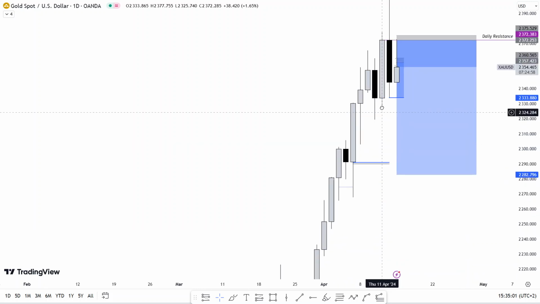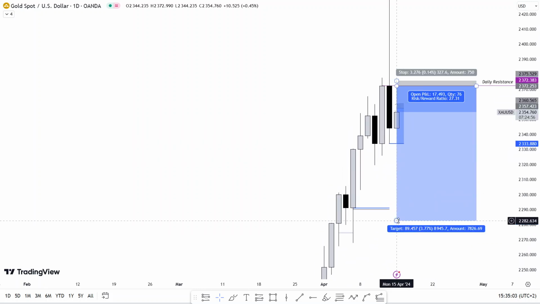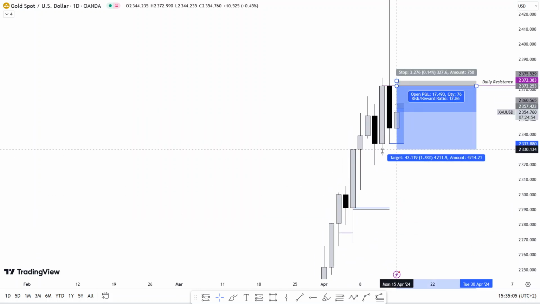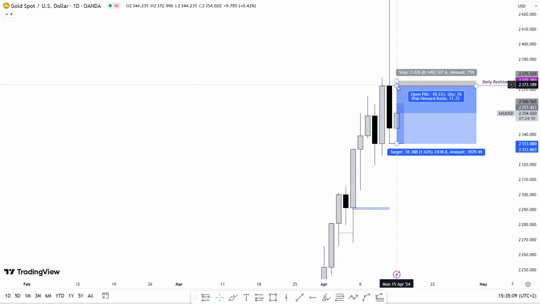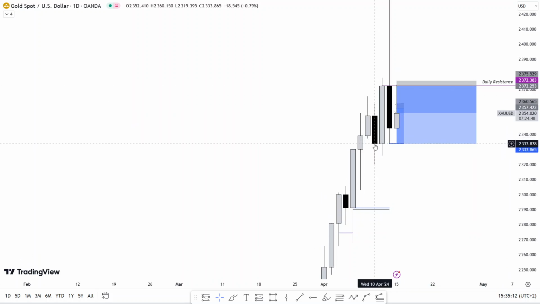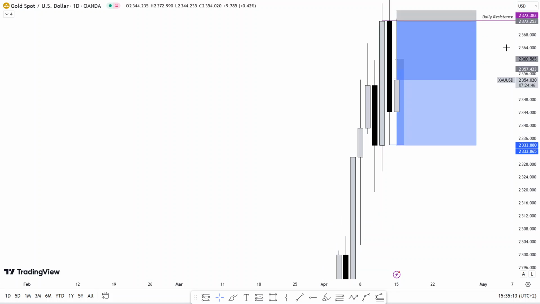And then for potential targets, always focus on areas of support. An area of support would be here. So you would be in a sell anticipating that it would find support from here. Why am I saying here?